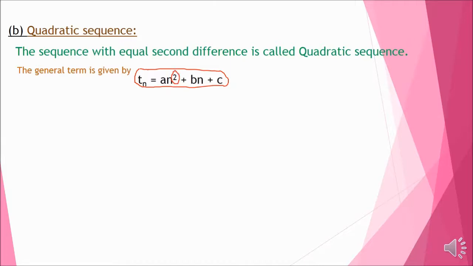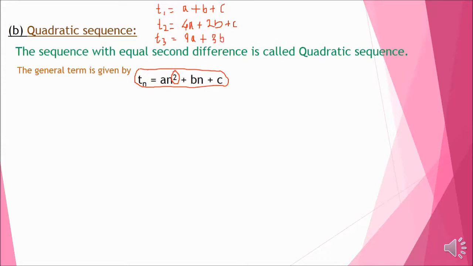Now let's create a few terms here. What will be our T1? We have to substitute the value of n to be 1. That will be a plus b plus c. Similarly, the second term T2: now the value of n will be 2. 2 squared is 4, so that will be 4a plus 2b plus c, isn't it? Now let's find one more term. In this way you can find many terms. It will be 9a, isn't it? 3 squared is 9a, plus 3b plus c.